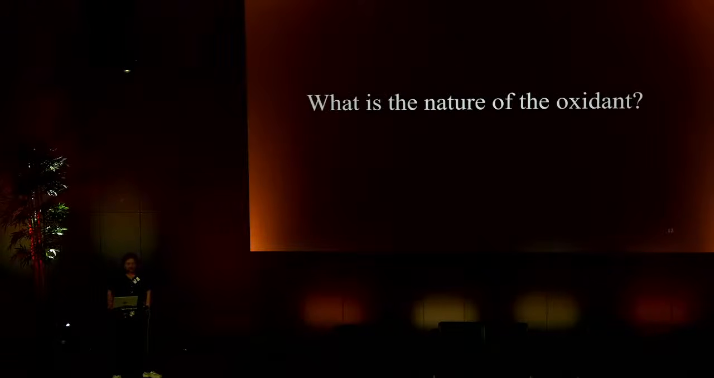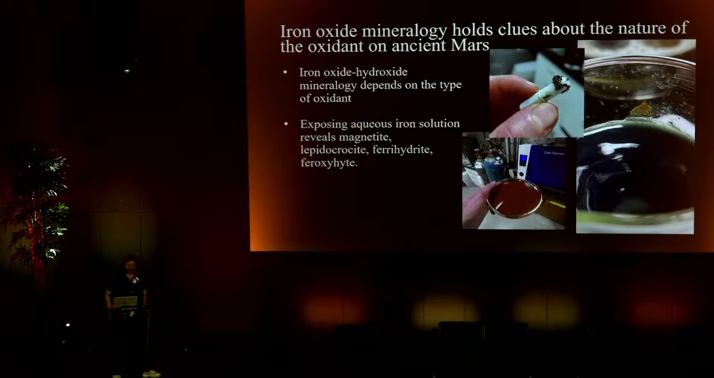So what is the nature of the oxidant? Here are just preliminary investigations and results from the lab, where I'm synthesizing different types of iron hydroxides. Basically what I'm trying to do is use the mineralogy to constrain the surface environment on ancient Mars. Each different oxidant leads to a different iron hydroxide mineral. So the mineralogy can actually provide very strong constraints on the surface oxidizing conditions.